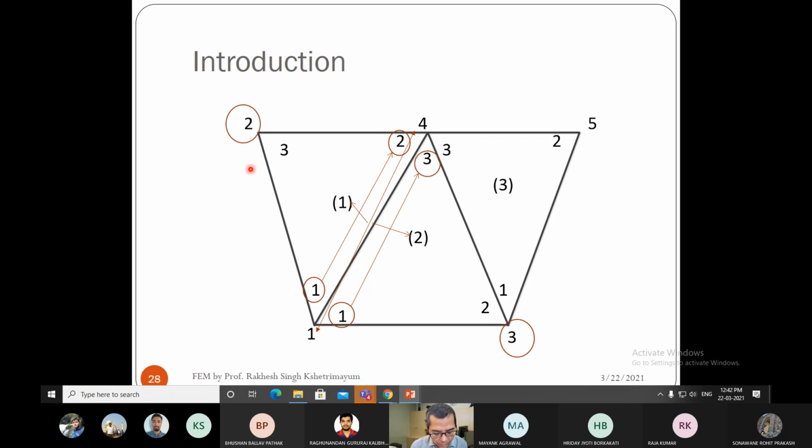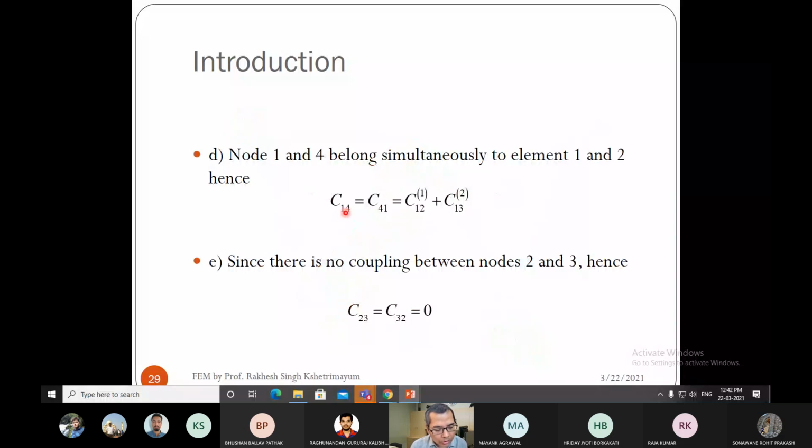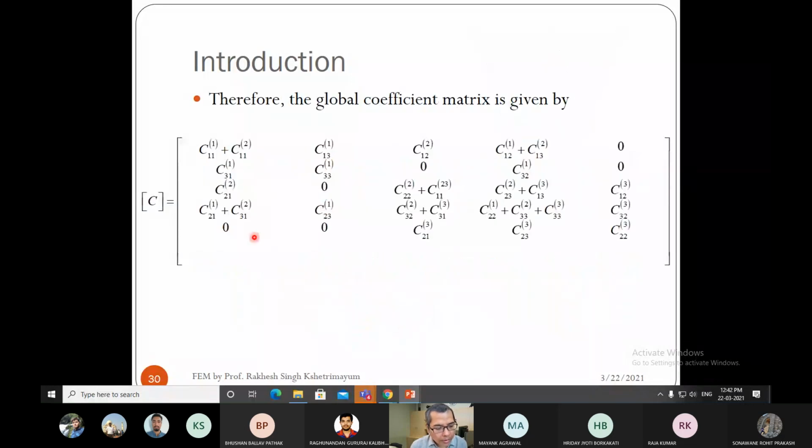Let's say you want to find C23. Nodes 2 and 3 are not connected, so C23 would become 0. That's how you find out. C14 is equal to, due to the symmetry, C41. It is basically C12 of element 1 plus C13 of element 2. You can see that for C23, nodes 2 and 3 are not connected, so C23 is equal to C32 is equal to 0. Now you can fill up the whole matrix, and whenever there is no connection between the nodes, you have zeros here. Because of these zeros, the global coefficient matrix is usually very sparse.